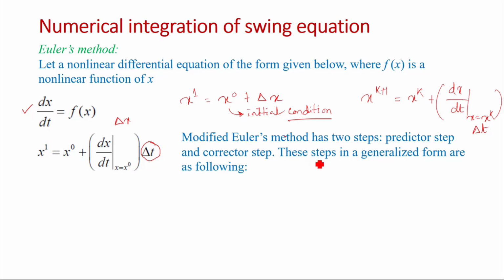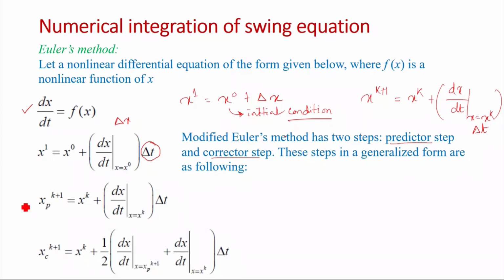And here in the modified Euler's method, we have two steps. One is your predictor step, the other one is the corrector step. These steps in a generalized form are the following. This is your predictor step. The predictor step is exactly equal to the Euler's method.